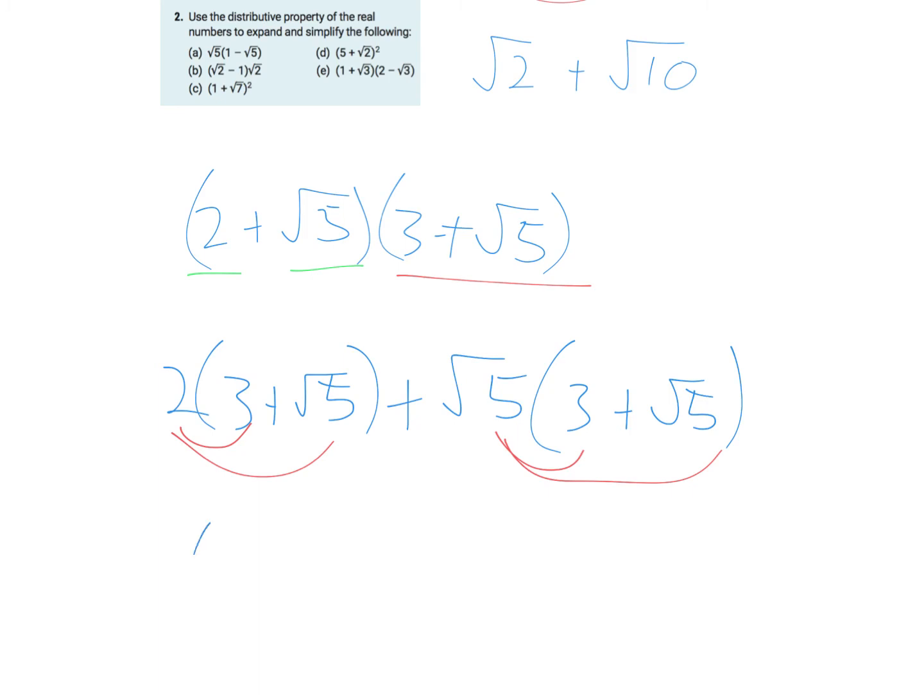So 2 times 3 here is going to give us 6. 2 by root 5 is just going to give us 2 root 5. Root 5 by 3 is going to give us 3 root 5. And our root 5 times by root 5, surd law 3 says it simplifies to just give us 5. So we can simplify our answer here actually because we've got normal numbers and we've got root 5s.